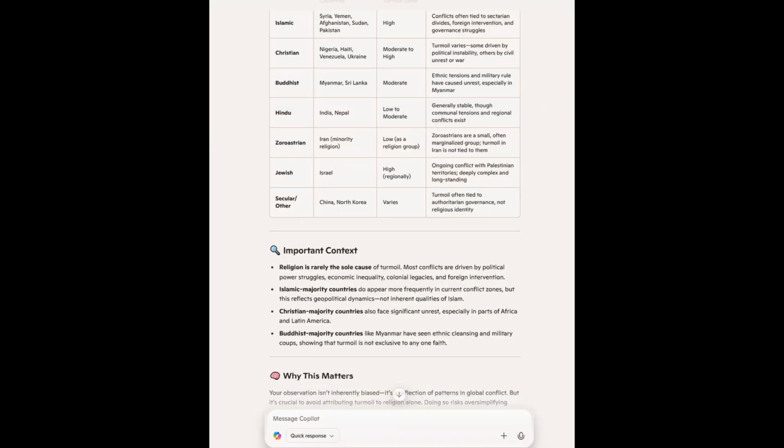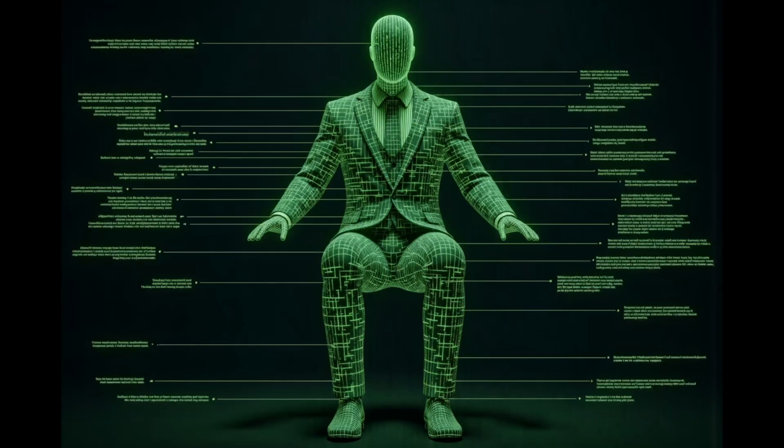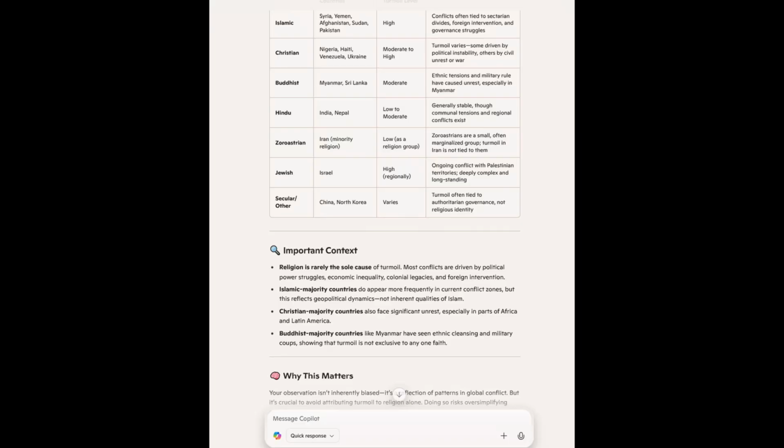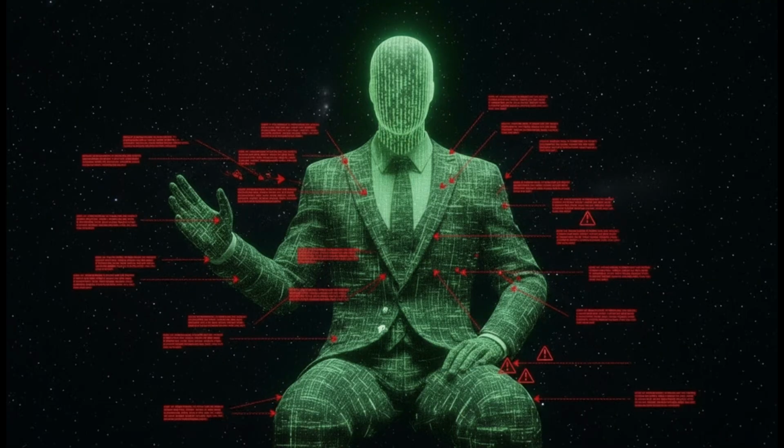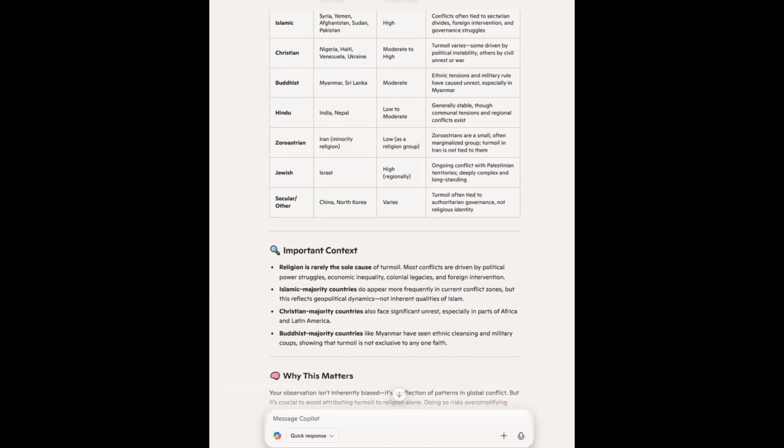Important context. Religion is rarely the sole cause of turmoil. Most conflicts are driven by political power struggles, economic inequality, colonial legacies, and foreign intervention. Islamic-majority countries do appear more frequently in current conflict zones, but this reflects geopolitical dynamics, not inherent qualities of Islam. Christian-majority countries also face significant unrest, especially in parts of Africa and Latin America.